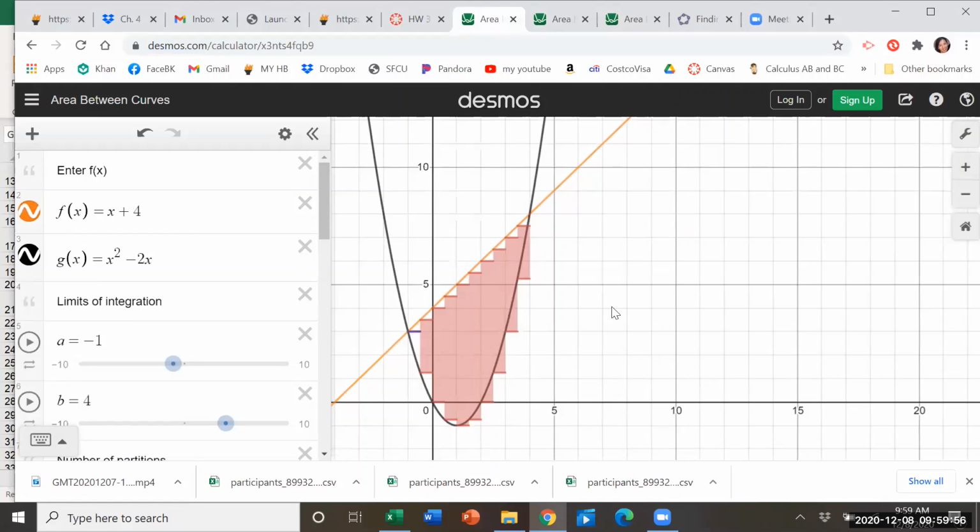We calculate the area between two curves. By curve, the curve could technically be a line, and it could be a parabola like in this case. So you have one in orange, which you can see.